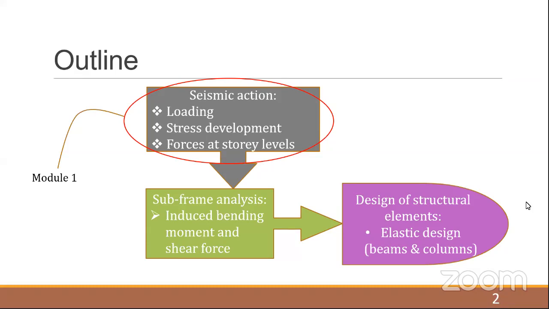So after doing the normal static loadings, now you have the moments due to the normal gravitational loads, and now you have also moments due to the earthquake, and how do you go about designing it? Those are the things that we are going to look at in the third part of it. So kindly next, Engineer Fundi.